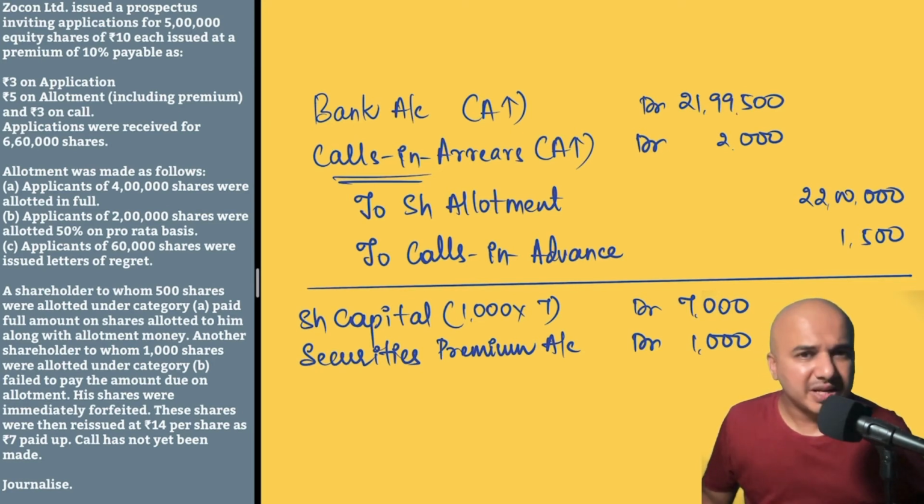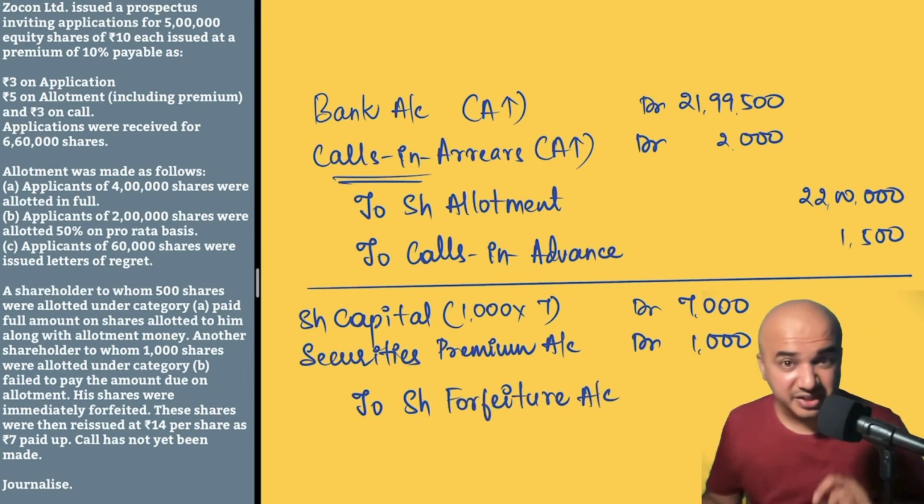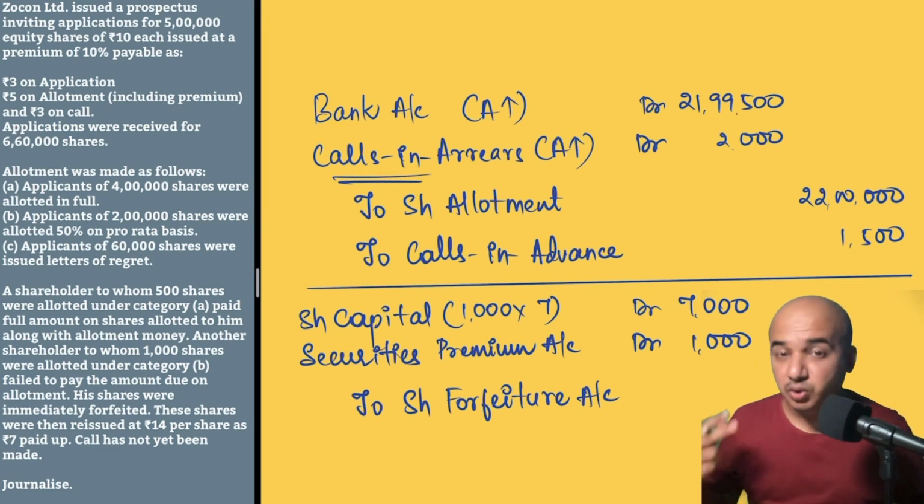Now, what about the money which we have already received from that particular shareholder? That will be credited to an account called share forfeiture account. Amount which we have already received from this particular shareholder. How much has he paid? He has paid only the application money, but he has not paid application only to the extent of 1000 but 2000 shares.